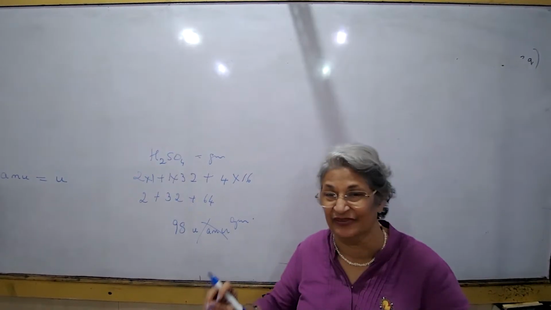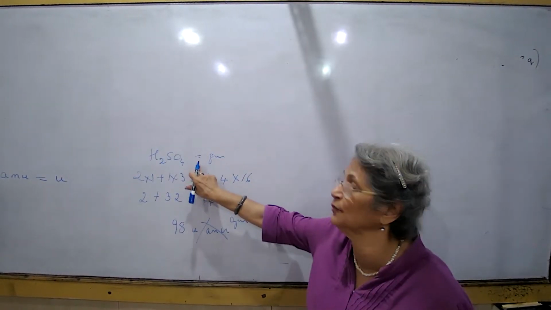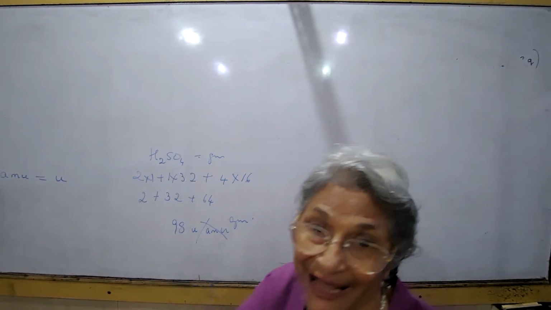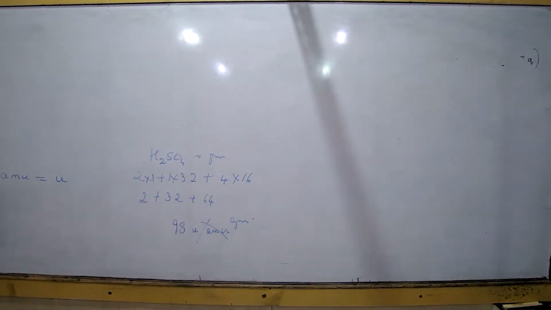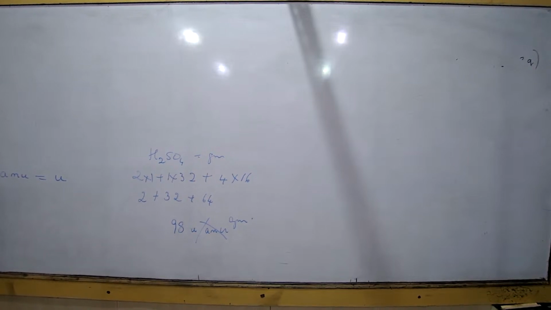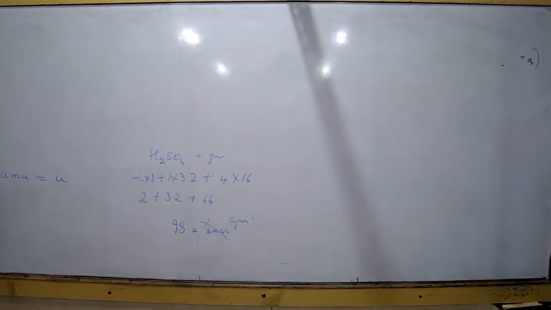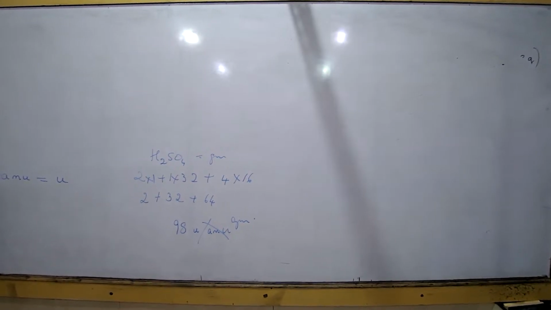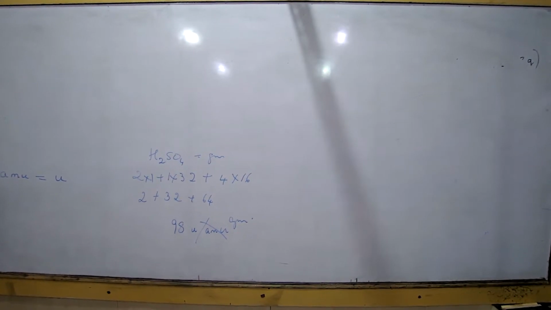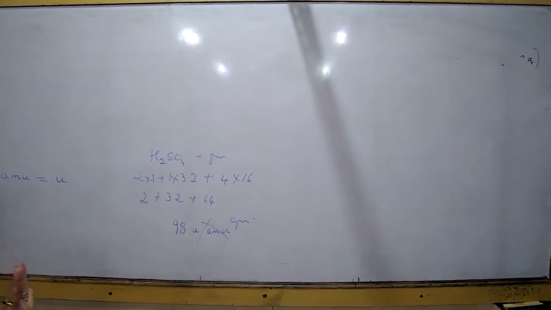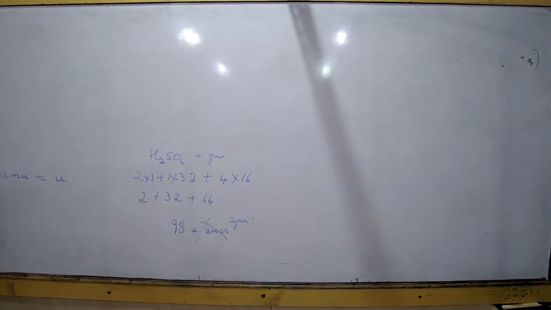So when you're told to find out the molecular weight of a particular compound, just add up the atomic masses, the atomic weights. Atomic mass is usually given to you, so you don't have to worry about it. You just add it up and see what the question says. If the question says grams, you write grams. If the question says nothing, then you write AMU or U.